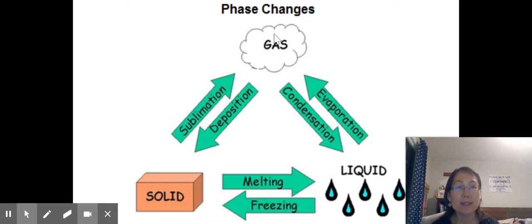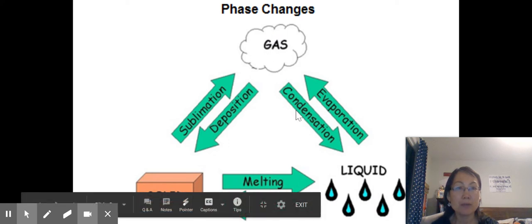Gas can come back and become liquid. We call this process condensation. It's like the rain we have, right? And liquid water can also freeze and become solid.